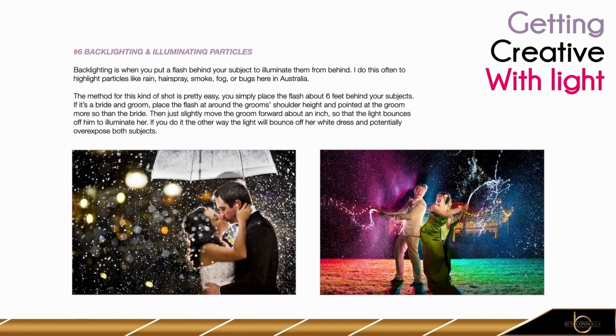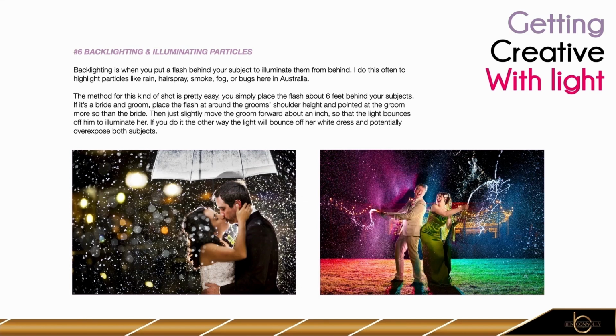Backlighting and illuminating particles. Backlighting is when you put a flash behind your subject to illuminate them from behind. I do this often to highlight particles like rain, hairspray, smoke, fog, or bugs here in Australia. The method for this kind of shot is pretty easy. You simply place a flash about 6 feet behind your subjects.